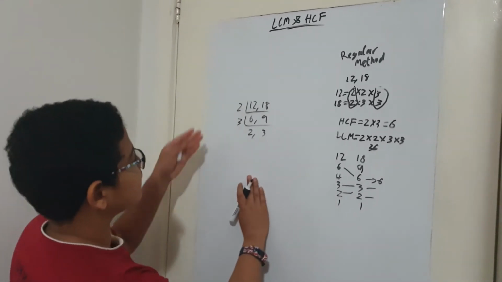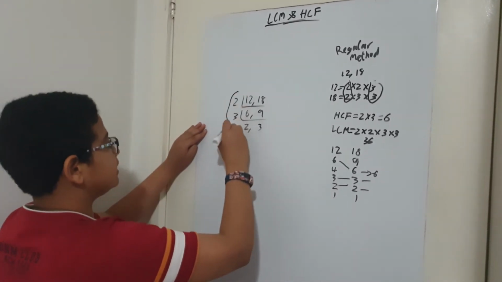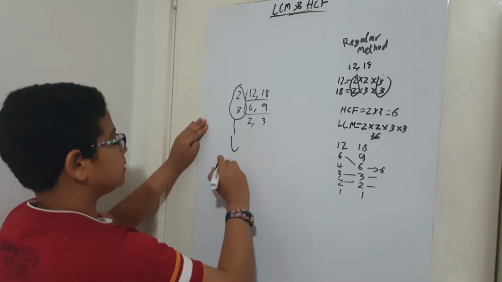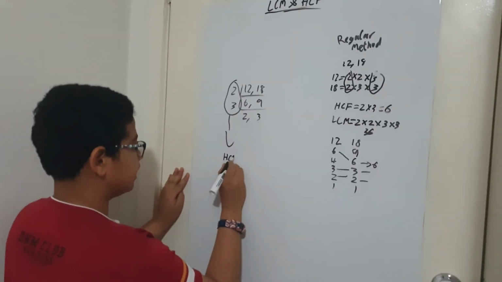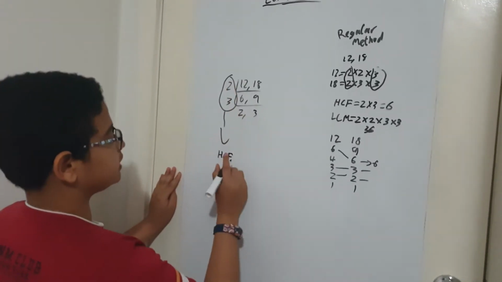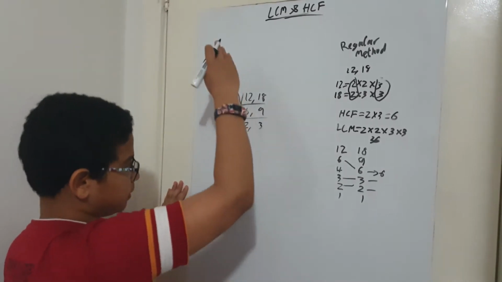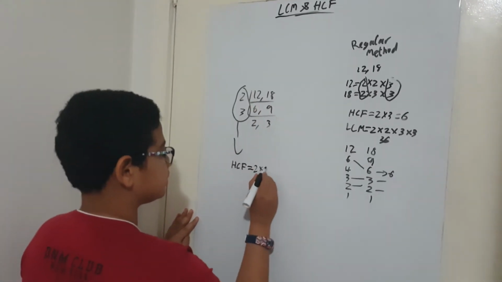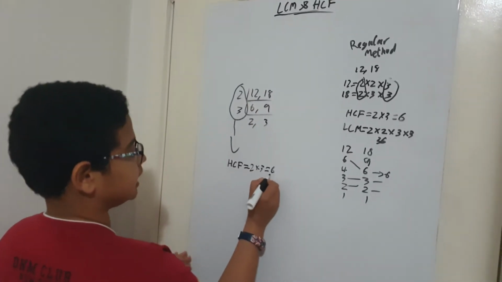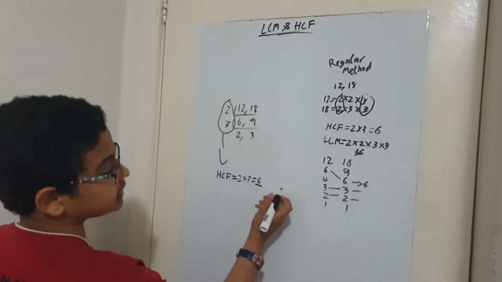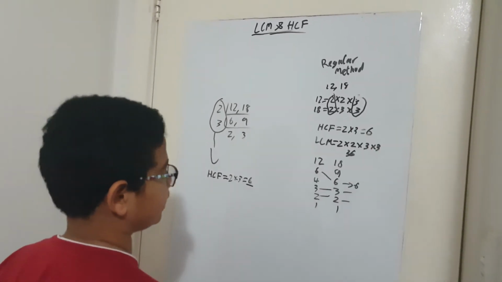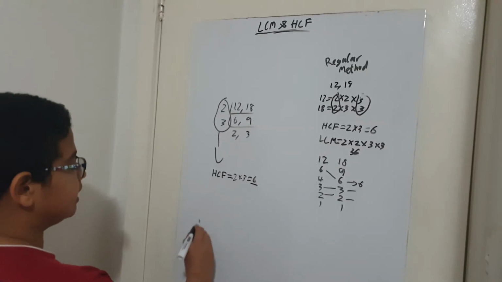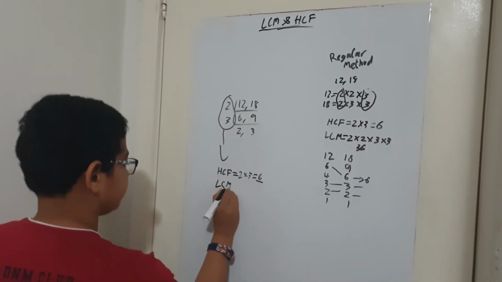So these numbers here will be used for the HCF. And all we have to do to get the HCF is multiply all the numbers on the side. 2 times 3 is equal to 6. So the HCF is equal to 6, which is correct as we got here and we got here. So that's correct. Now for the LCM.